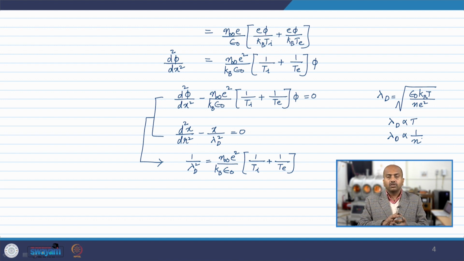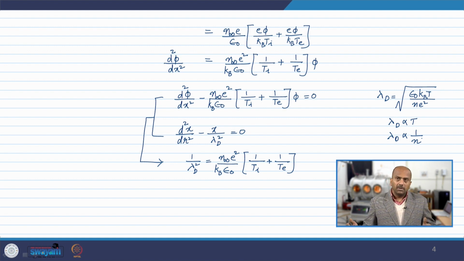Because of the larger velocity, you have to accommodate a provision in which a larger lambda d takes place to nullify the positive test charge. So, the proportionality can easily be explained in terms of physical perception, and it is proportional to 1 by n. That means, the more the number of particles per unit volume, the smaller will be the Debye length.